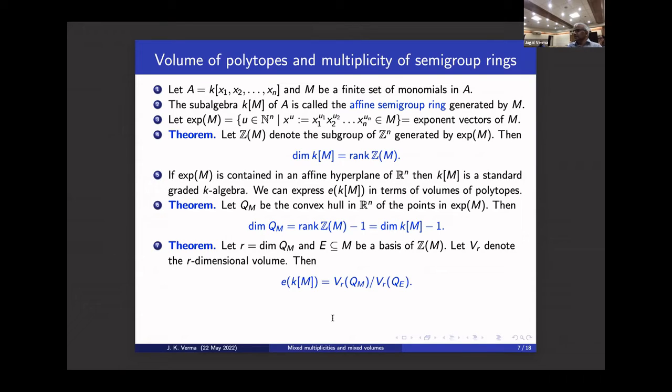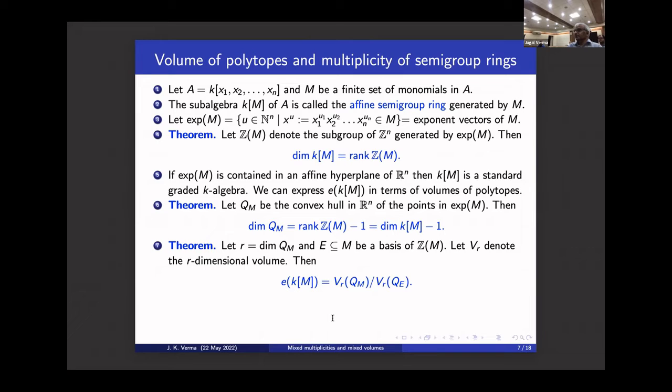Okay, then the multiplicity of the semigroup ring is an integer, and that integer is the quotient of the R-dimensional volume of this polytope Qm over the R-dimensional volume of the polytope Qe, where E is the basis of this finitely generated subgroup of Zn. I may have some irrational numbers, but their quotient is always a positive integer. Okay, so that is the geometric interpretation of the multiplicity of K[M].